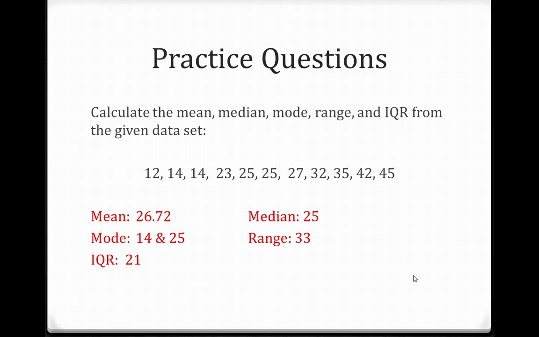From this data set, you get that the mean is 26.72, the median is 25, the mode is 14 and 25. It's important to note for the mode, any number that occurs the most must be listed, whether it's one mode, multiple modes, or if no numbers are listed more than once, it would be no mode. The range is 33, and the interquartile range is 21.